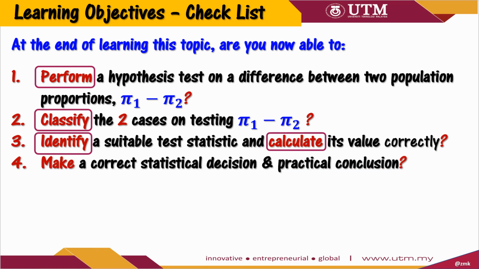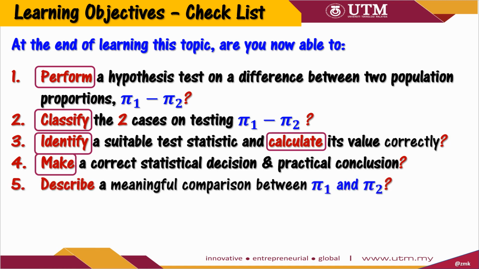Next, are you able to make a statistical decision correctly and write a practical conclusion about pi1 minus pi2? And finally, are you able to describe a meaningful comparison between the two population proportions? Again, just listening to this video is not sufficient. Please do a lot of exercises and practice to solve more questions in order to gain a better insight on this topic.